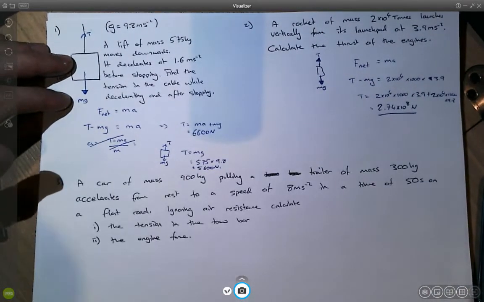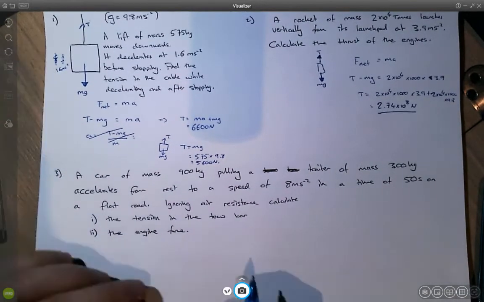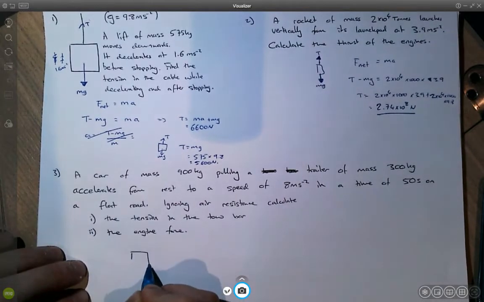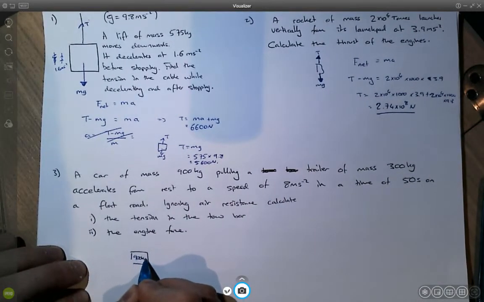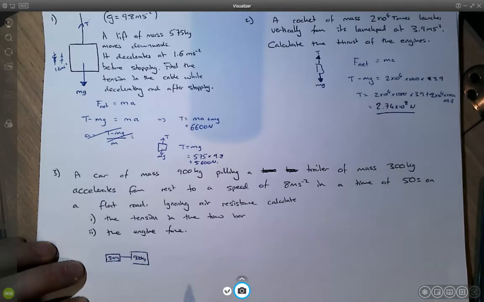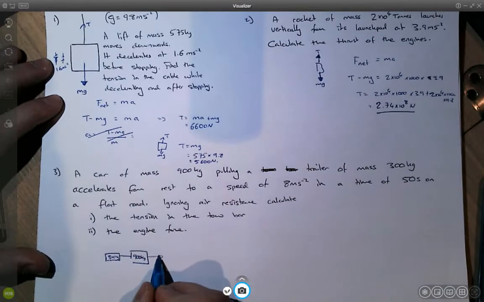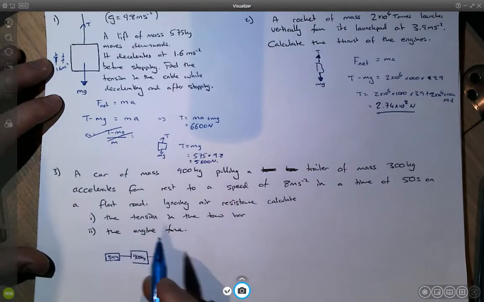Okay, question three. Pause the video now and try this question. So here we have a slightly different situation. We have a car of mass 900 kilograms, and it's pulling a trailer of mass 300 kilograms, and it's accelerating from rest to a speed of 8 meters per second in a time of 50 seconds. Calculate the tension in the tow bar.